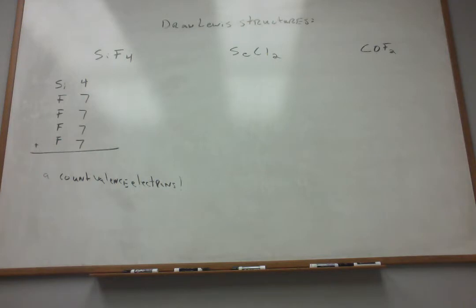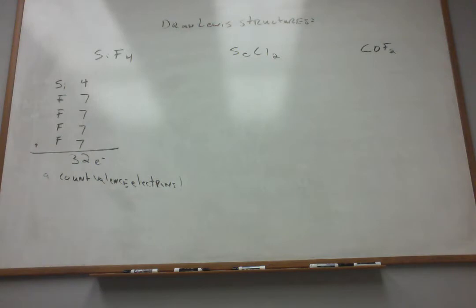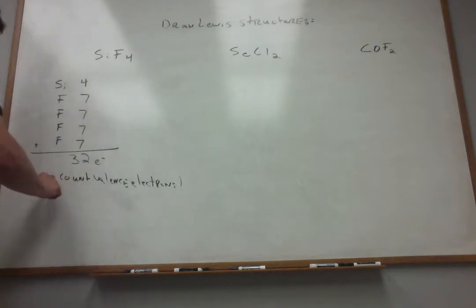So again, you have to add up each atom's contribution, okay? So it looks like what? This is 28 plus 4, 32 electrons. That's what we've got as our ingredients to build our chemical bonds. It's all the electrons we can use, and we have to use 32. We cannot lose any, all right? So, what's the next step?